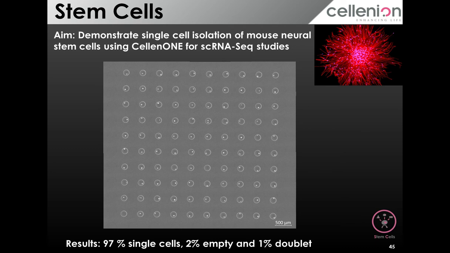Now, just to finish up with some of the results we recently got, we looked at isolation of mouse neural stem cells using our CellenONE. And as you can see in the picture, the results are already very promising. 97% of cells were single cell. Only 2% were empty, and only 1% was double.